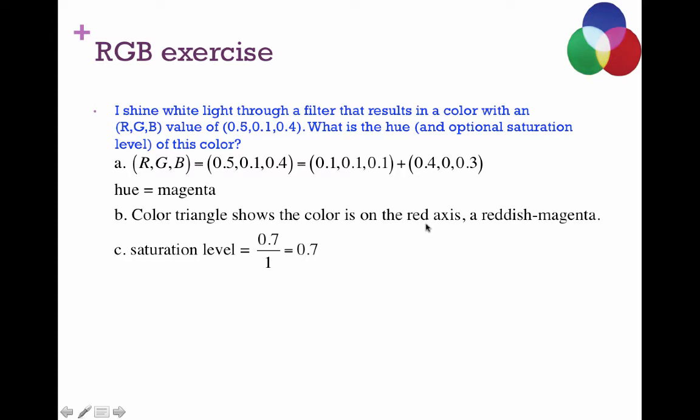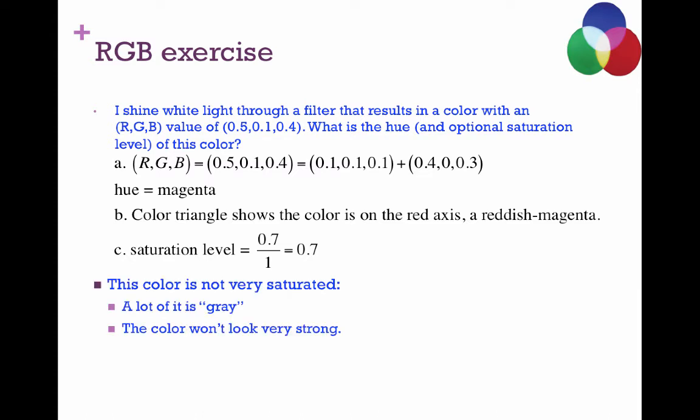We haven't talked about the color triangle yet. You did in your reading, but you would see on the color triangle, it would be a reddish magenta. And the saturation level tells you how strong the color is, how strongly saturated it is. So in this case, a lot of the color is gray. It may not look terribly strong, terribly saturated.